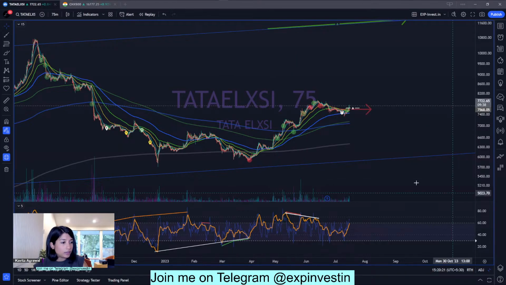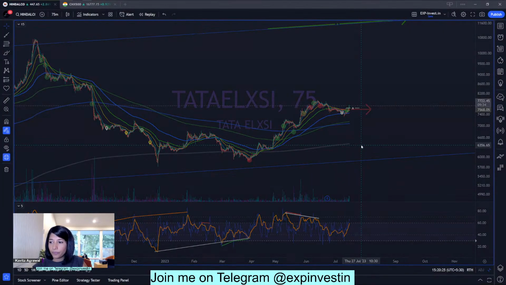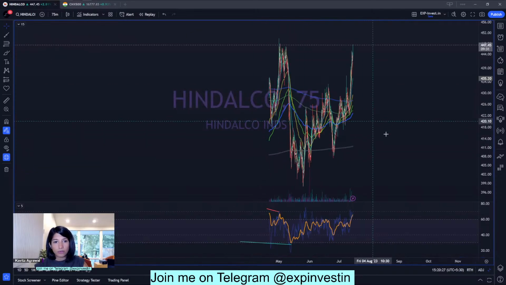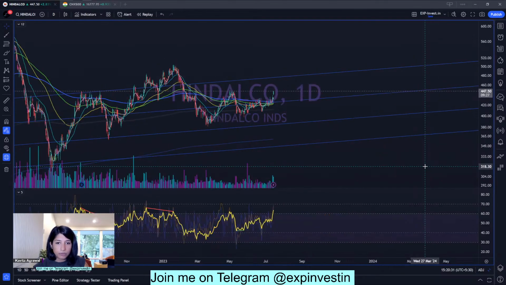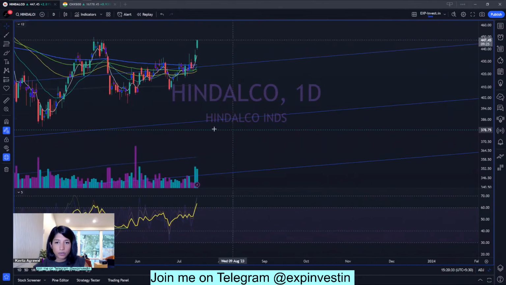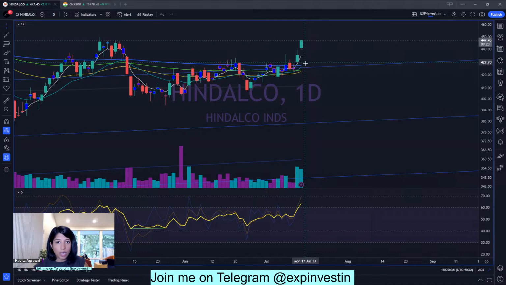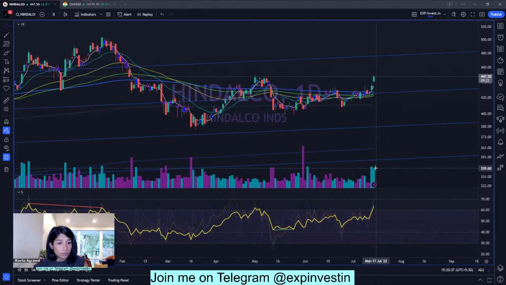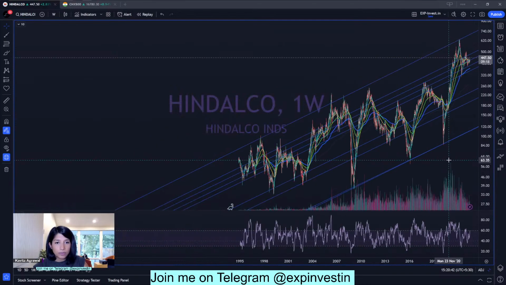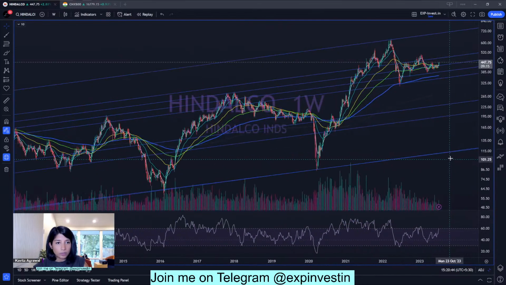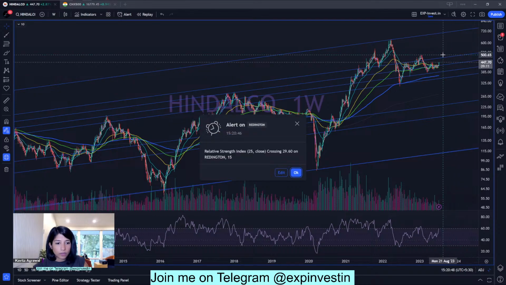All right, let's see. So we have a query on Hindalco. Okay, strong uptrend unfolding here. We can see some gap up opening today. The volumes are picking up strongly. Let's see, again another cyclical metal stock.